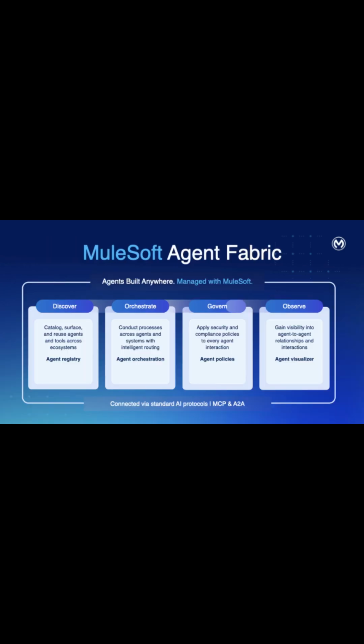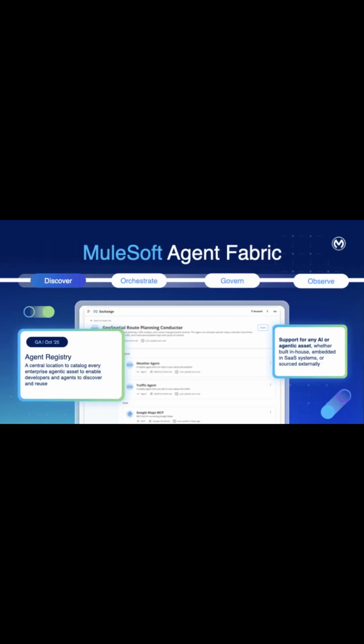The four pillars of MuleSoft Agent Fabric: Discover. Agent Registry, a central registry that catalogs every agentic asset across your enterprise, whether it's built in-house, embedded in SaaS, or sourced externally. Think of it as an evolution of MuleSoft Exchange, but for agents.